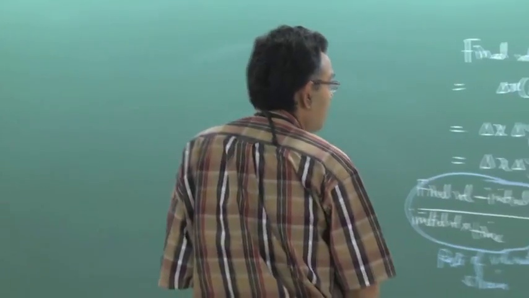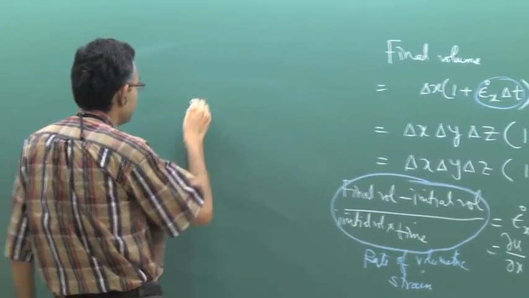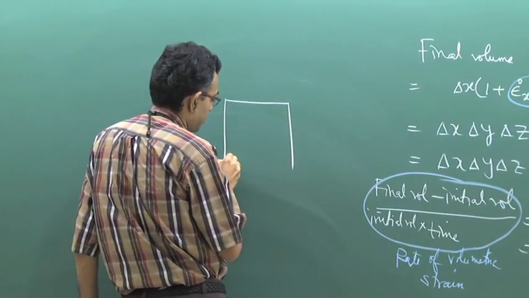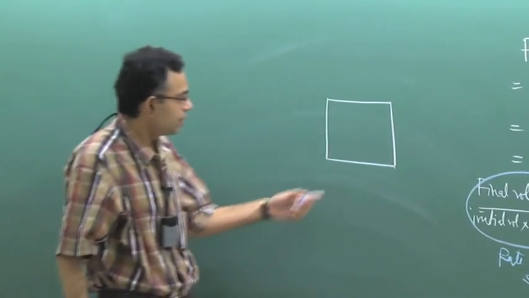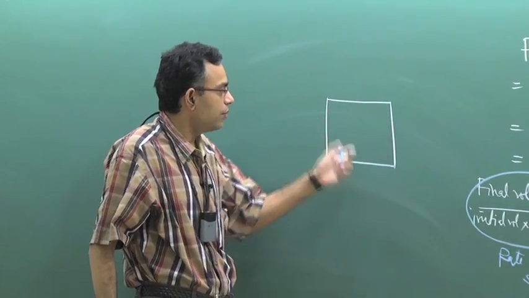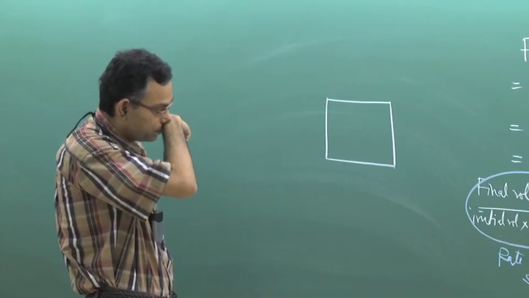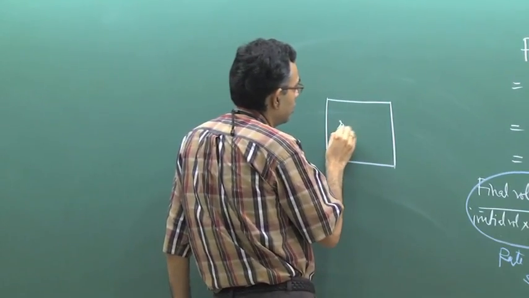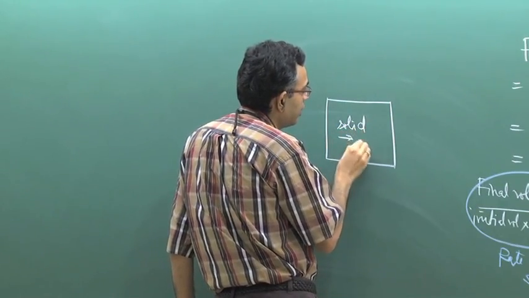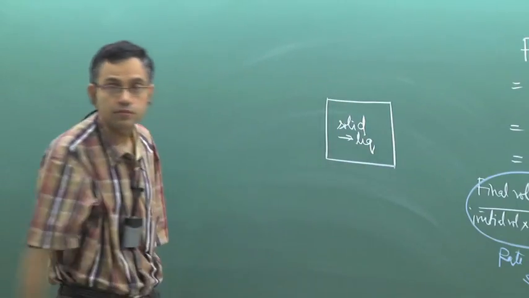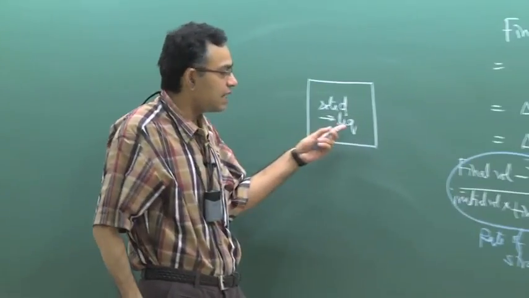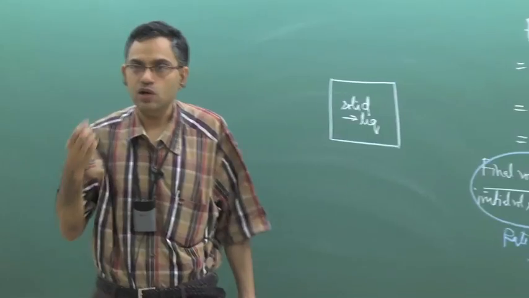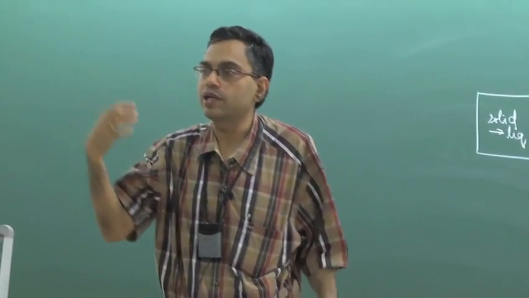So, let us take an example. Let us say that you have a domain in which some solid phase is converted into liquid phase, right. Let us say that it is some metal where the solid metal when it is converted into liquid it is expanding.